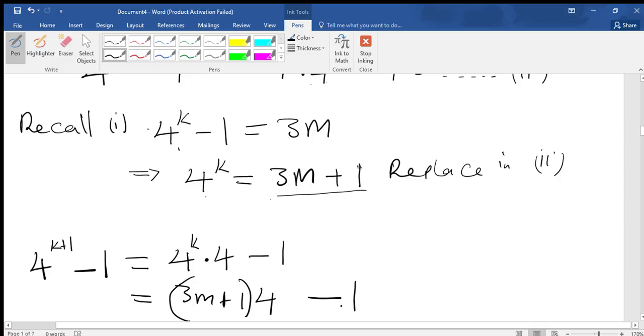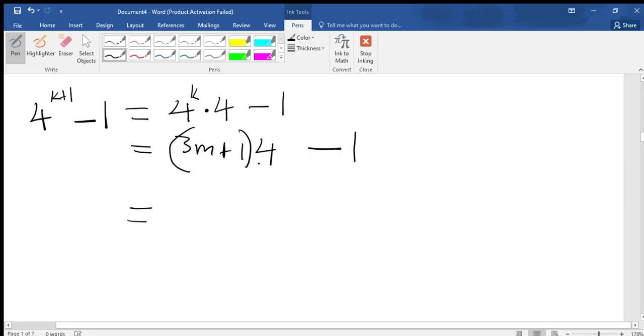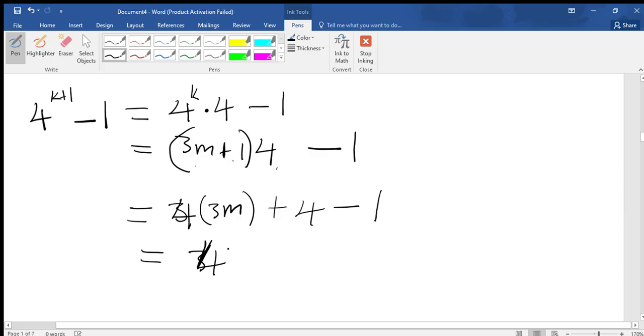After doing so, we can break the brackets. What are we going to have? 4 times 3m, so we have 4 multiplied by 3m. 4 times 1, we have positive 4, minus 1. So we have 4 multiplied by 3m here, but 4 minus 1 will give us a positive 3 there.